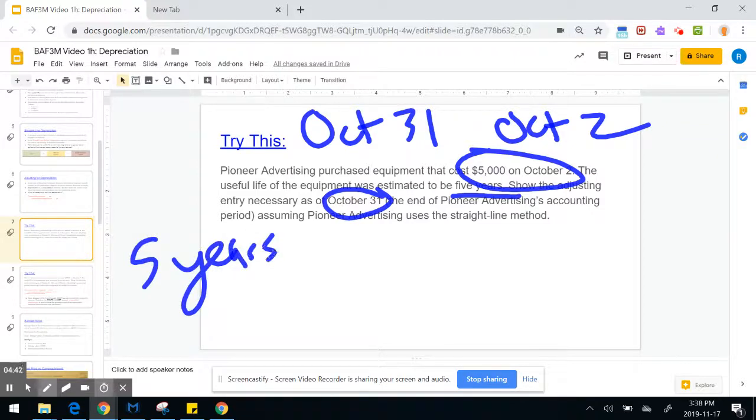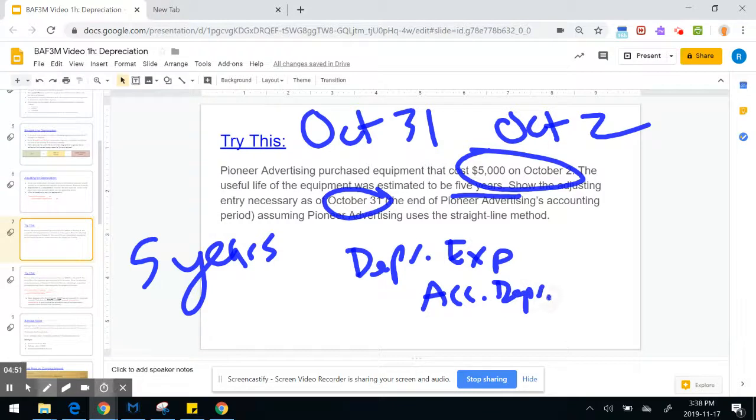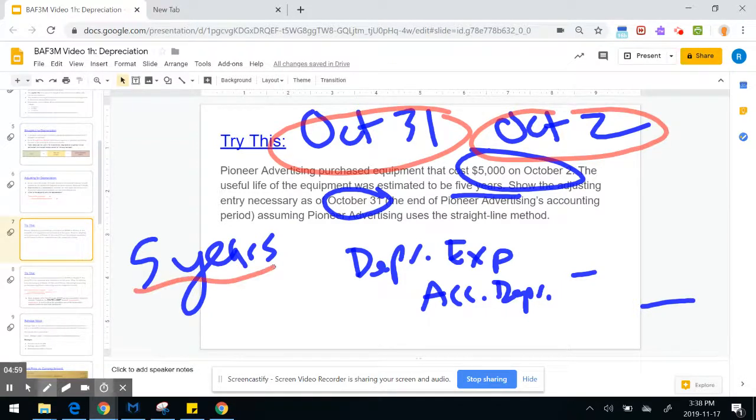Now, if you're just saying that we need to do depreciation expense as our debit, and accumulated depreciation, which again I'll explain in just a sec, as our credit for $1,000. Slow down, because that implies that a year has gone by, but a year has not gone by here. Only a month has gone by. So what we would do is we would just convert years into months. So 5 years is equal to 60 months.